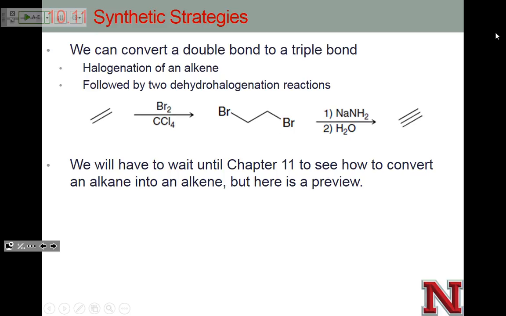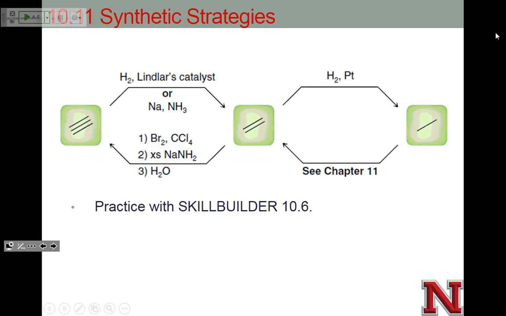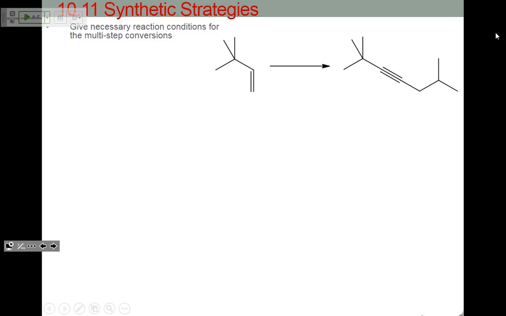We haven't learned how to take a single bond to form a double bond yet, but we will in chapter 11. Because again, there's not much reactivity in a completely saturated hydrocarbon because we don't have any functionality there. So we've talked about all of these reactions, and we've also talked about different reactions we can do with the triple bond and with the double bond.